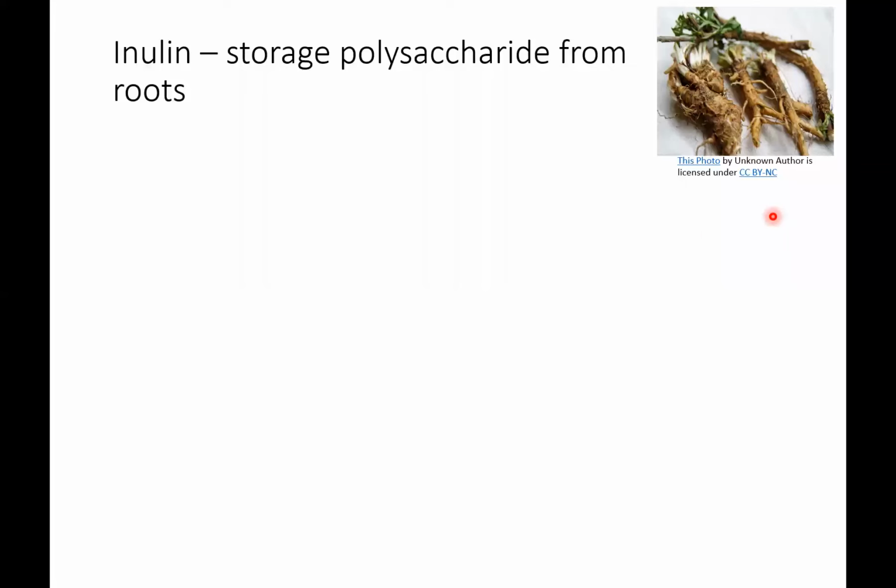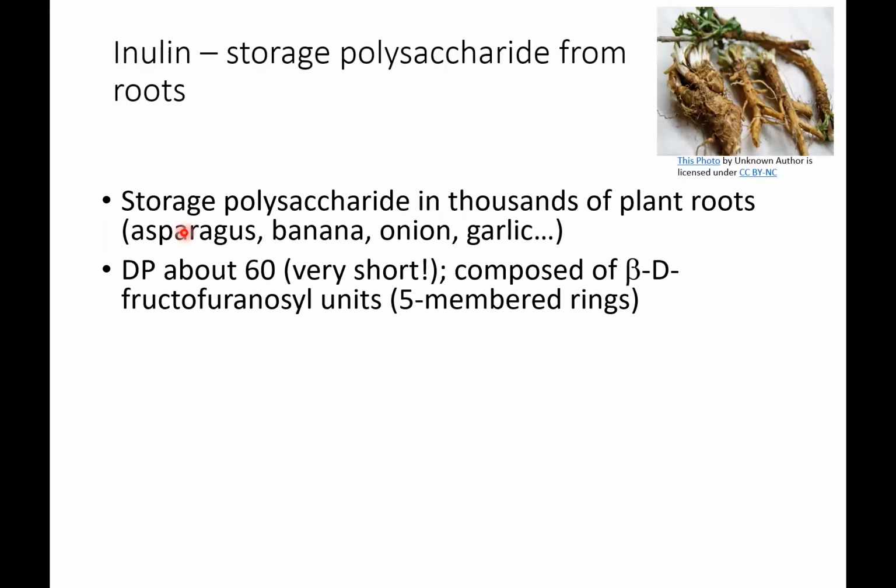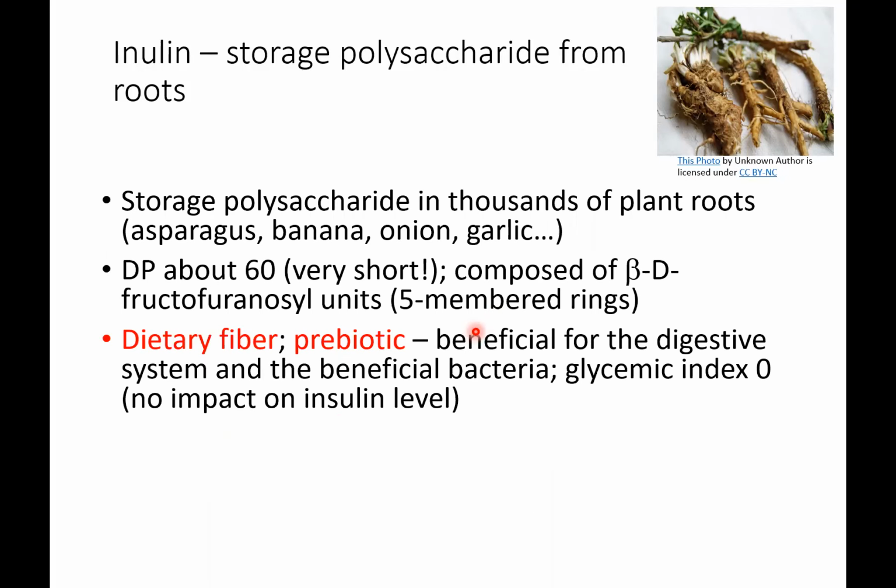Now, inulin comes from roots of many plants. They contain inulin in asparagus, in banana, onion, garlic. The DP is really low, only 60. That's a very short chain, but it's still considered a polysaccharide. It's made of 5-membered rings. It's a dietary fiber. It's very beneficial for our digestive system. So it's added a lot on purpose because of that.